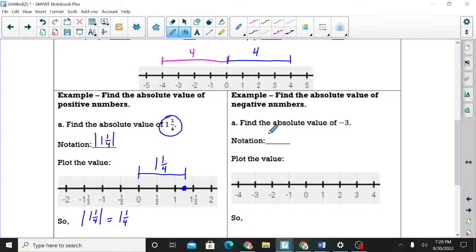So the absolute value of -3, the notation is bar -3 bar. The value, -3, is right here, and -3 is 3 units away from 0. So the absolute value of -3 equals 3.